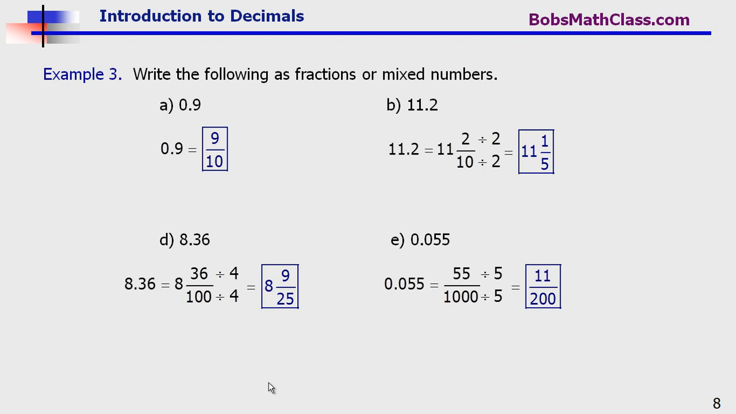So like that last one on part D, if you didn't divide by 4, if you divided by 2, you would have got 18 over 50, and then divide by 2 again, and then you would have got 9 over 25. So it takes 2 steps, not a big deal, as long as you get the right answer.